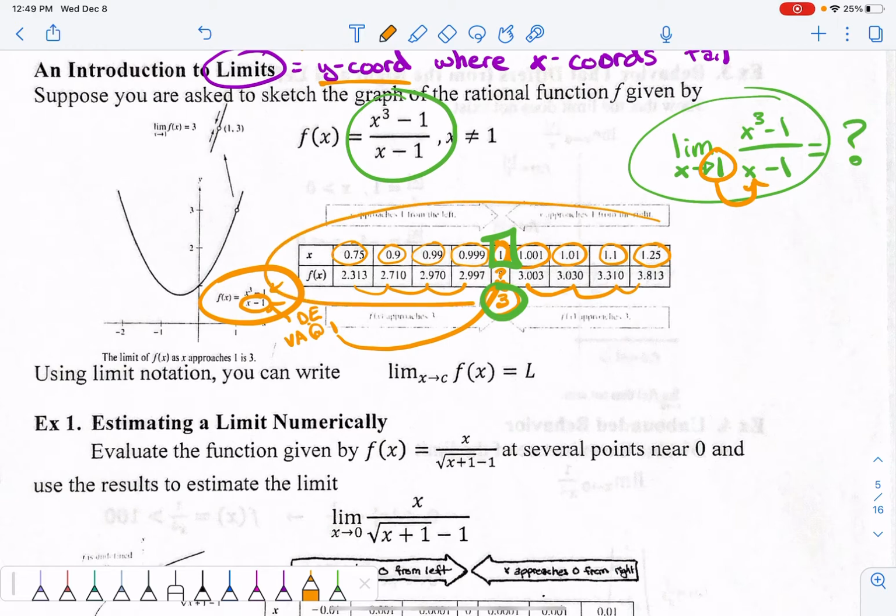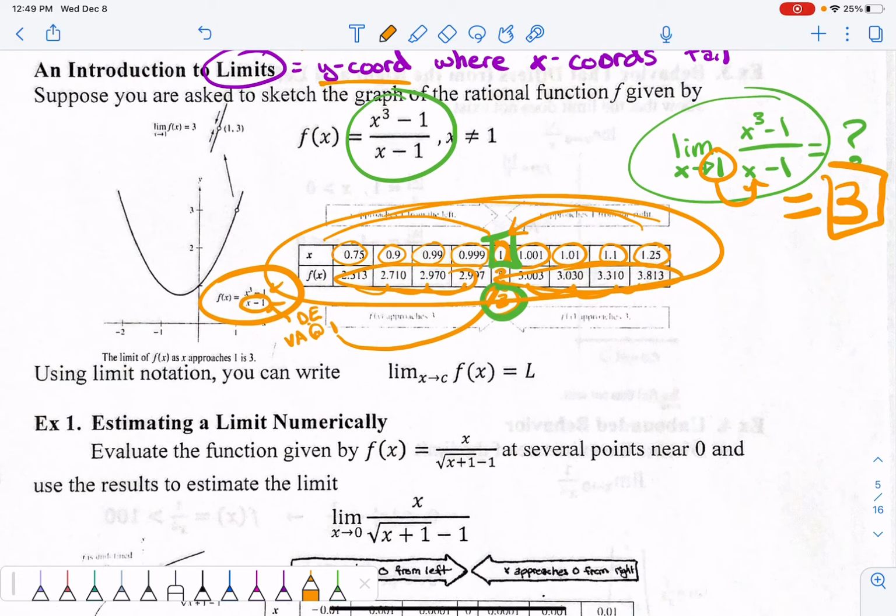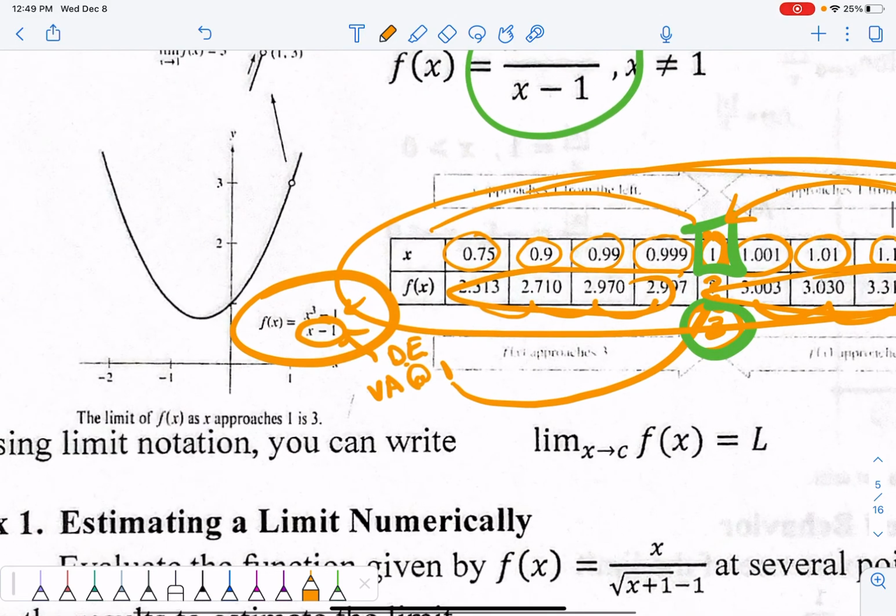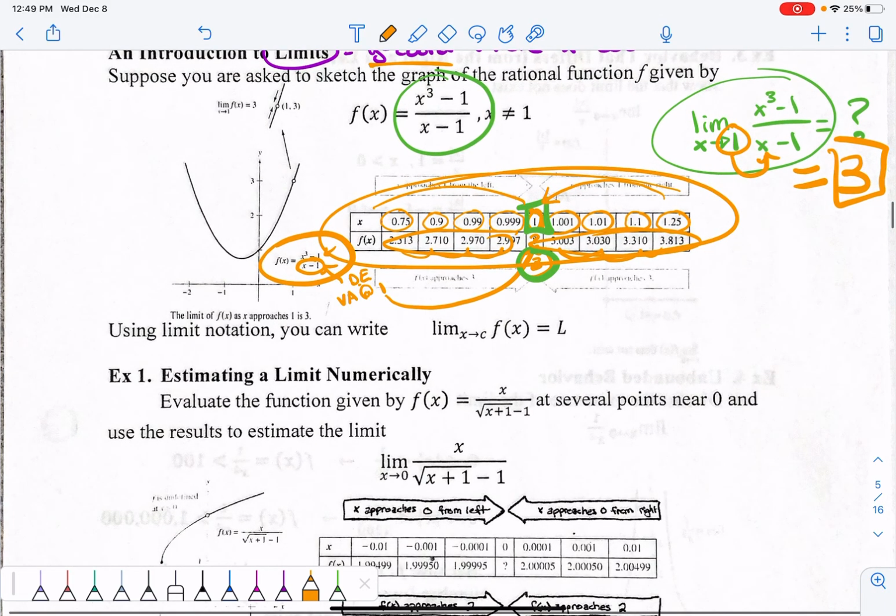And so we use this table to figure it out. For those numbers that are really close to 1, we can see that the y values are approaching a value of 3. So the answer to this is 3, and that's exactly what we're looking for. Limit is saying, what is the y-coordinate if it had 1? This one we can see from the graph that it goes to 3. That's what the y-coordinate would be. All right, let's go down to this next one.